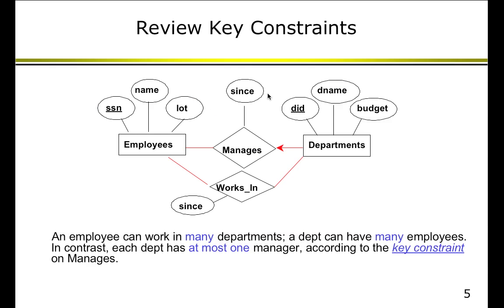It's your starting point. So you review the constraints a little bit and you rework the diagram to fix the diagram, because you definitely want to start with a good diagram. So here, an employee can work in many different departments. A department can have many different employees, which is what the constraint is actually talking about here. In contrast, each department has at most one manager, according to the key constraint on manages.